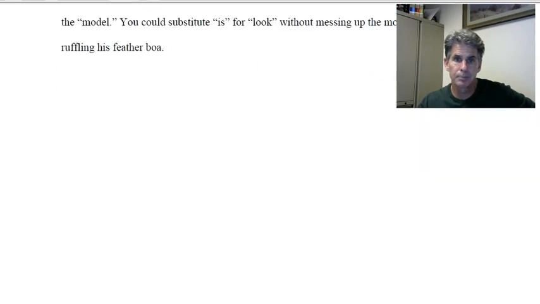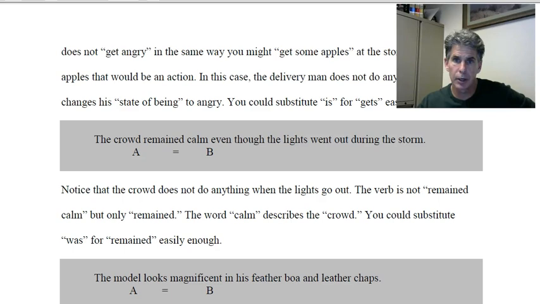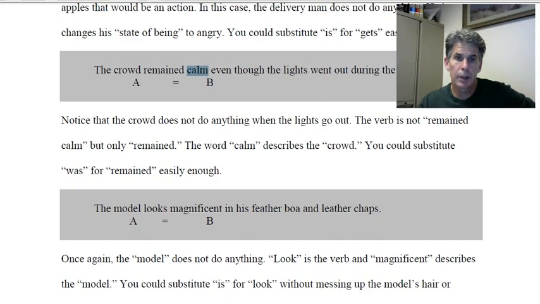Okay? Never in between. And then you always see the logic of A: the crowd remained calm. The crowd is not doing anything. The crowd is just being described as calm. A equals B. That's what it is. Okay. The model looks magnificent in his feather boa and leather chaps. He's not doing anything. In fact, I hope he doesn't. I'm just describing him as magnificent. Okay, that's all I'm doing. A equals B. Okay, that's what it is.